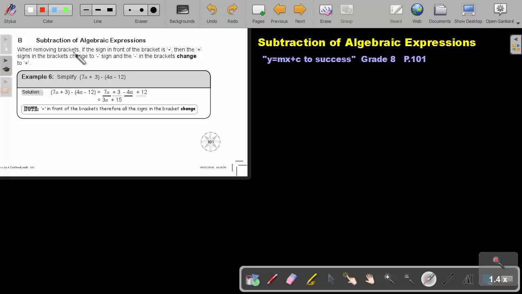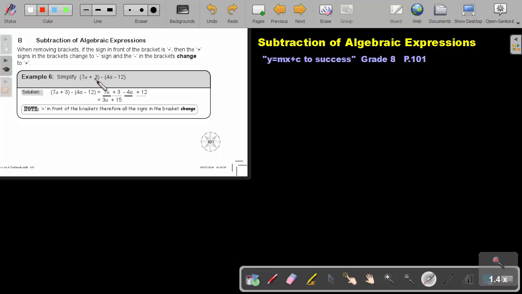When removing brackets, if the sign in front of the bracket is negative, then the positive sign in the bracket changes to a negative sign, and the negative in the bracket changes to a positive sign. So basically, I'm changing it into an addition sum by finding the additive inverse of the terms inside the bracket. Okay, let's look at an example.